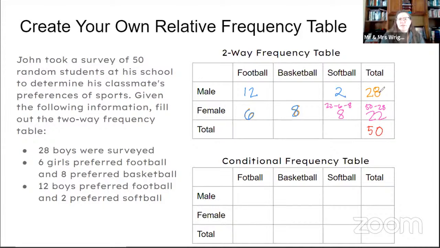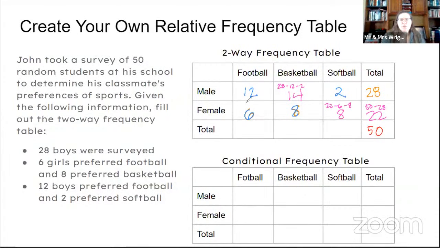Now we can do the same thing with the males here. We've got 28 total males. Subtract out how many liked football and how many liked softball, and we'll figure out how many prefer basketball. And 28 minus 12 minus 2 is 14.